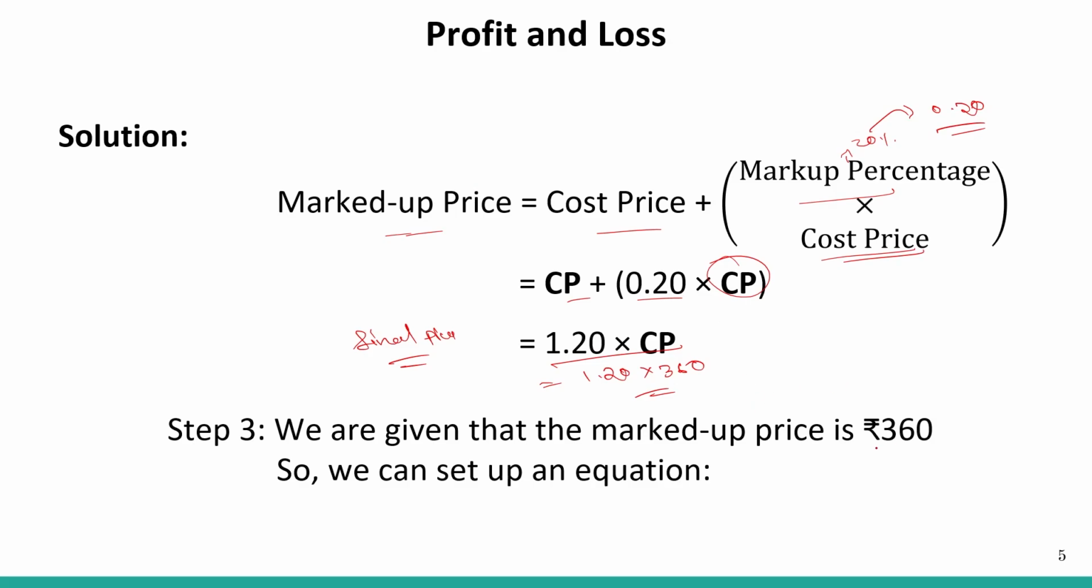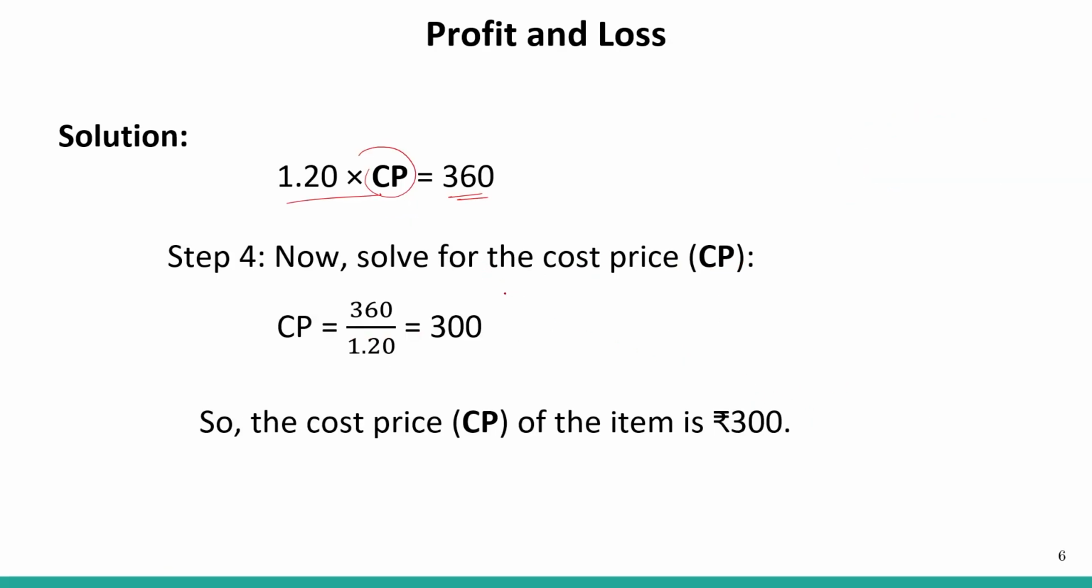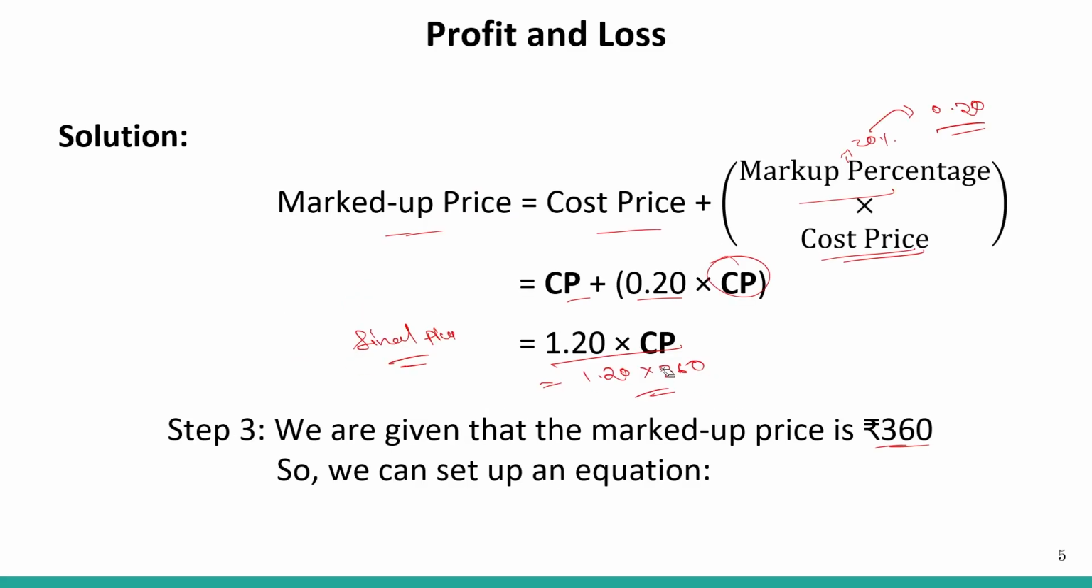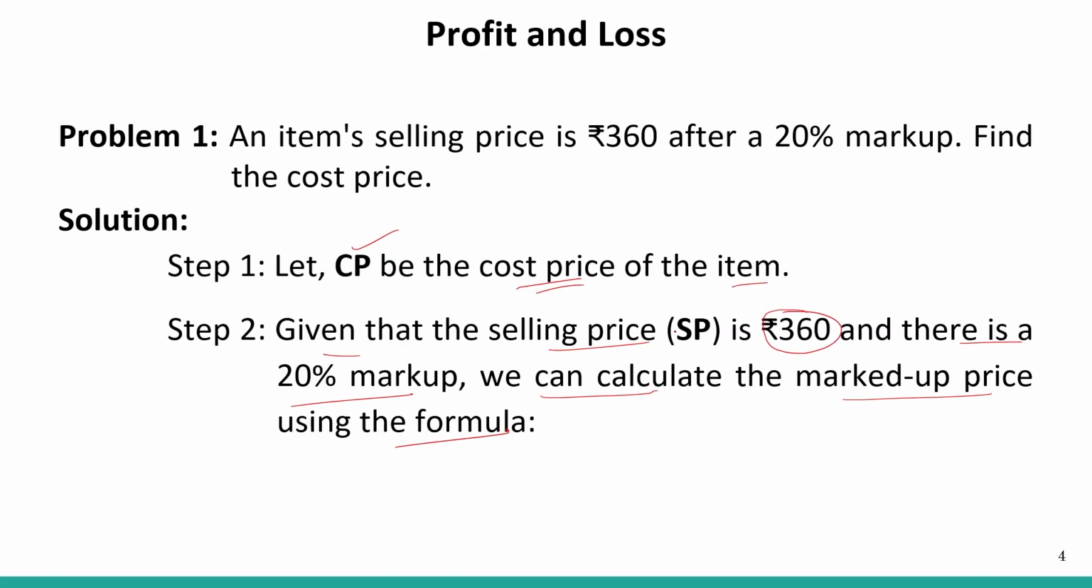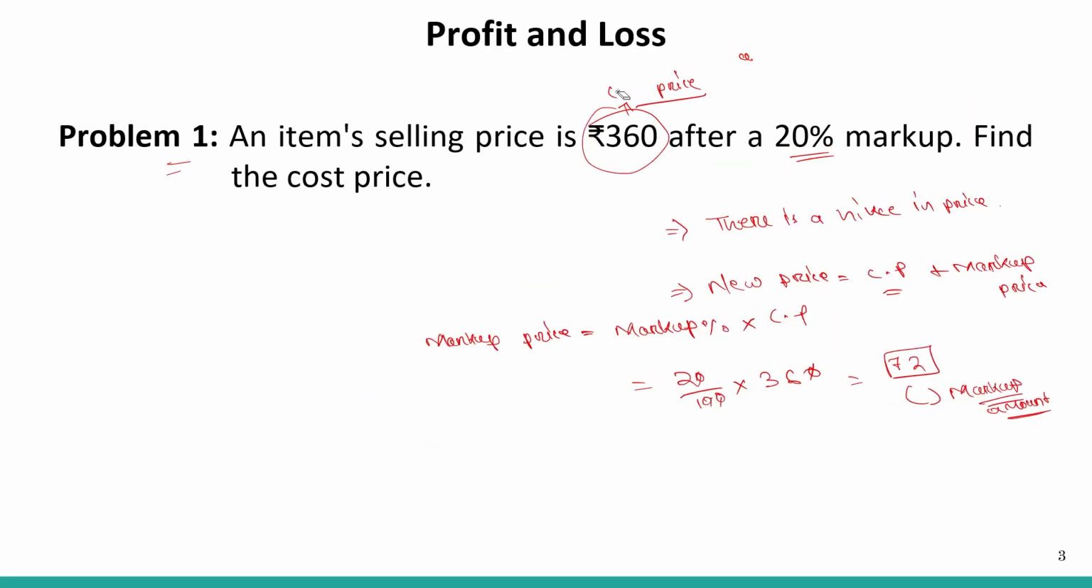After markup, its price is this much, right? So CP will be what? 360 by 1.20. So this will be equal to 300 rupees. So 1.20 into CP is equal to 360 actually, because we are told that the selling price is this much after a 20% markup. So this is not the cost price. This is the selling price.